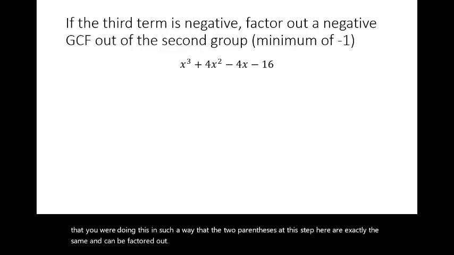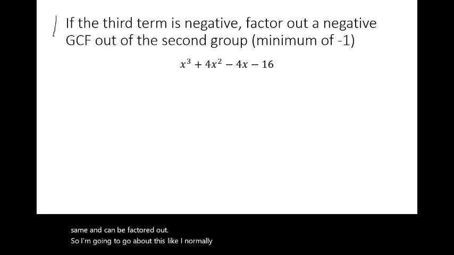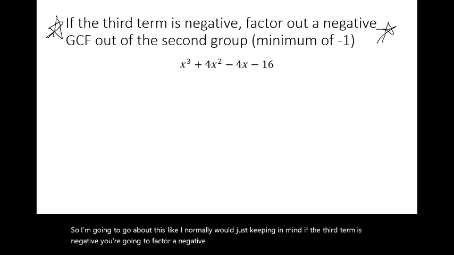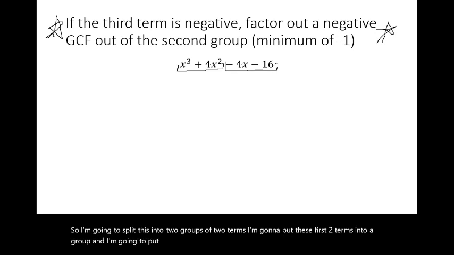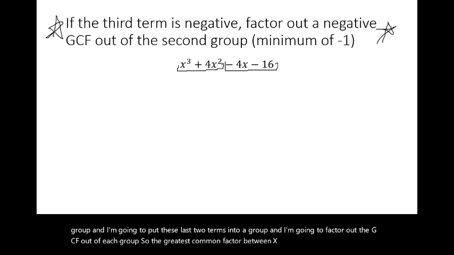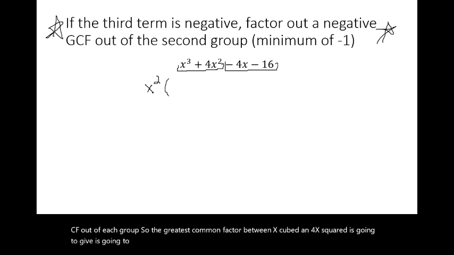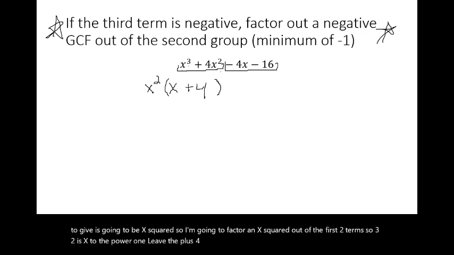So I'm going to go about this like I normally would, just keeping in mind that if the third term is negative, you're going to factor a negative GCF out of the second group. So I'm going to split this into two groups of two terms. I'm going to put the first two terms into a group, and the last two terms into a group, and factor out the GCF out of each group. The greatest common factor between x cubed and 4x squared is x squared. So I'm going to factor x squared out of the first two terms. 3 minus 2 is x to the power 1. Leave the plus 4 alone, and then 2 minus 2 is x to the power 0, which cancels out.